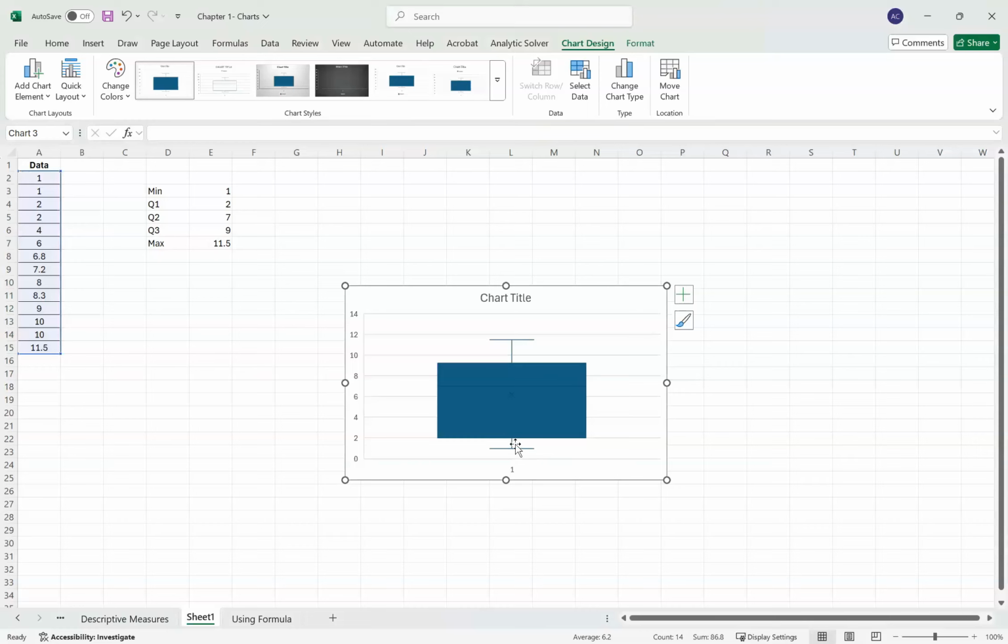So you can see this line here. If you see, this is the line, this shows the minimum. This is your Q1, 2. This is your Q2, 7. Q3, which is 9, and this is your maximum. Right, so this represents a box plot, that is the 5-point summary.